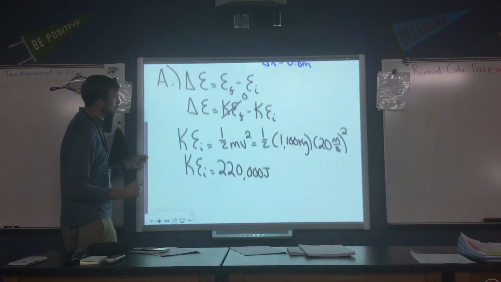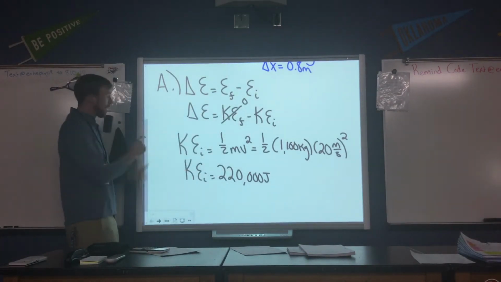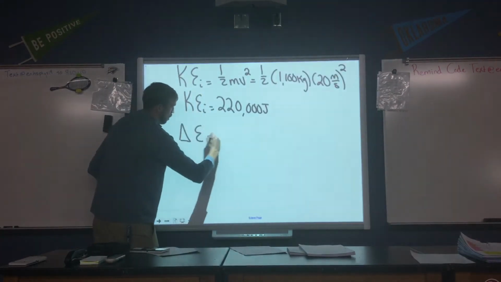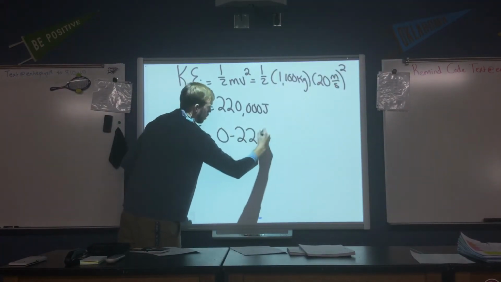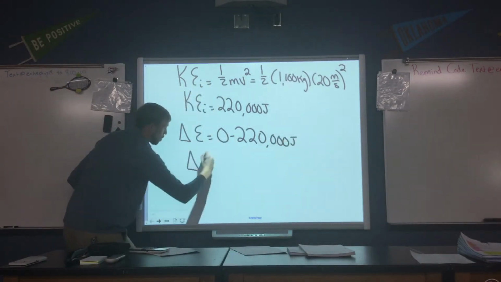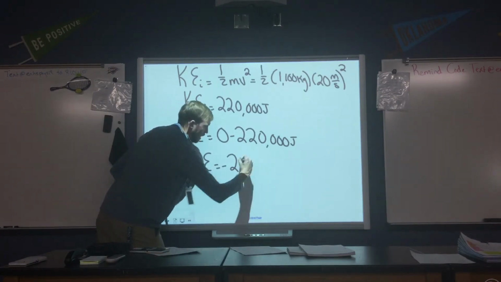Now, to find the change, we know that the change is equal to our final minus our initial. If our final is 0, that means our change in energy here would be 0 minus 220,000 joules, which mathematically gives us a result of negative 220,000 joules.